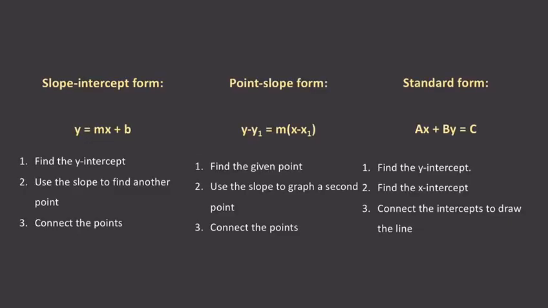So finally, as a summary, to graph an equation in the slope-intercept form, which is in the form of y = mx + b, you need to find the y-intercept, then use the slope to find another point, and then connect the points. For the point-slope form, which is in the form of y - y1 = m(x - x1), we need to find the given point, which is given in the equation, and then use the slope to graph a second point, and then connect the dots.